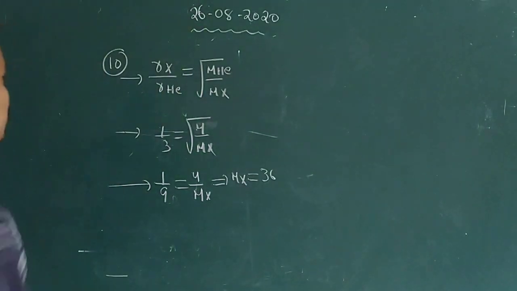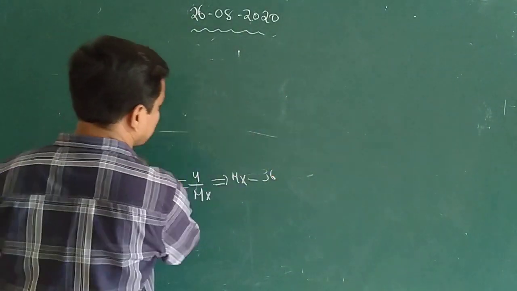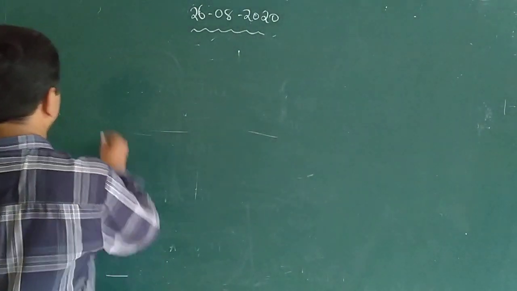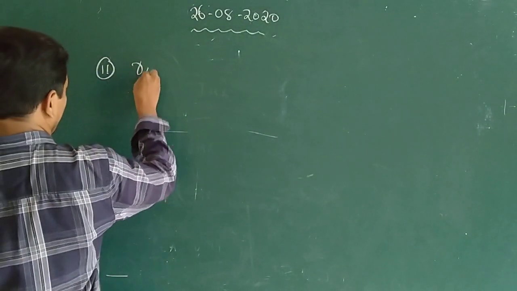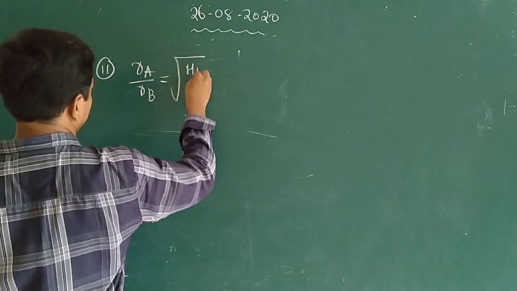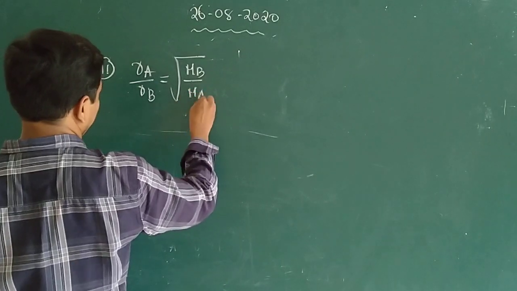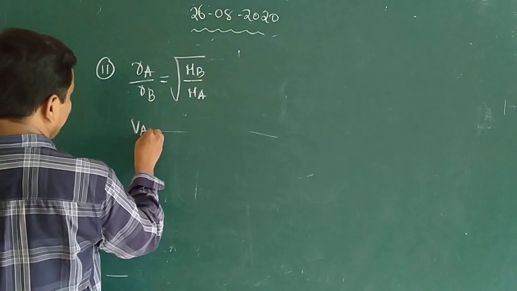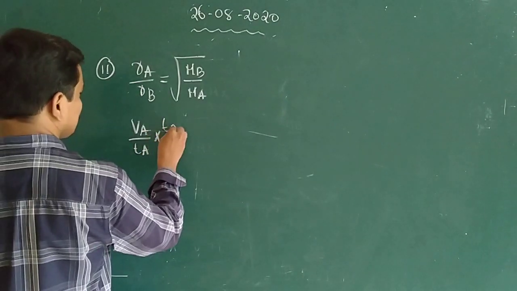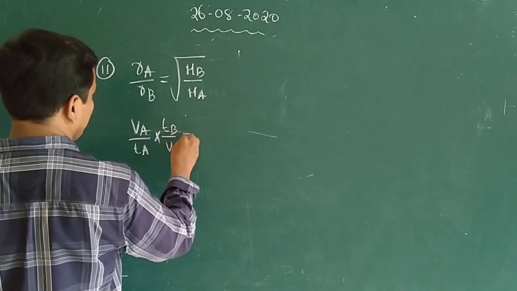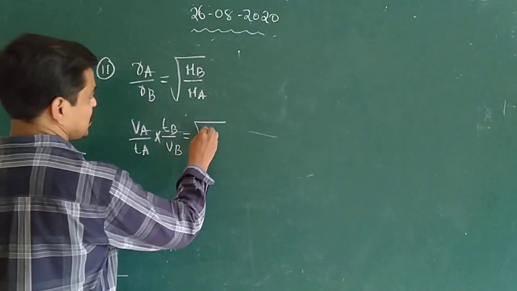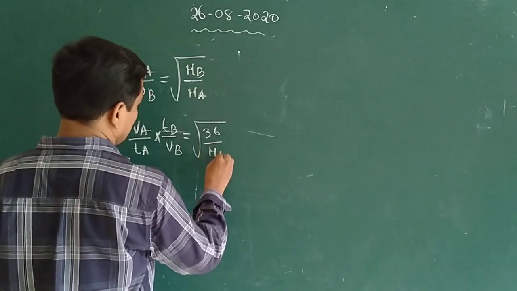So Graham's law of diffusion, students, as in the previous one. Here he is saying that the gases are A and B. So Ra by Rb is equal to square root of Mb by Ma. Ra is equal to Va by Ta, and Rb is Vb by Tb, so it will become Tb by Ta times Va by Vb, equal to square root of Mb by Ma. Students, he is saying the molecular mass of B is 36, but Ma is unknown.